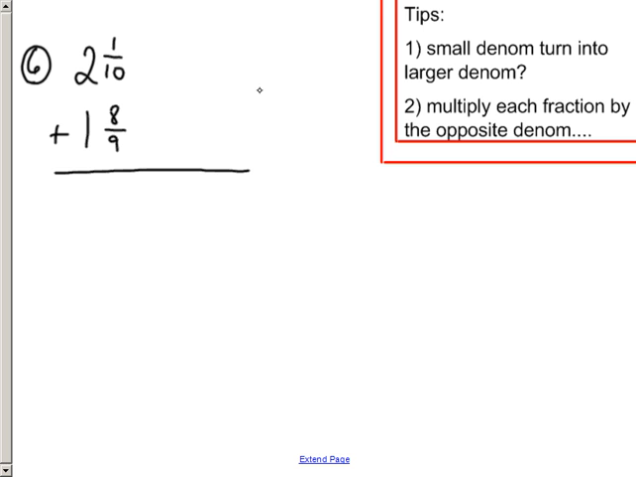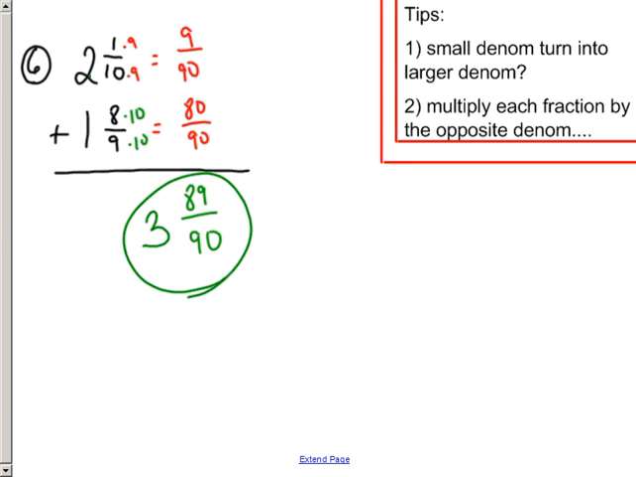When we get to the mixed numbers, I like to treat the whole number separate from the fraction. So can I make the 9 into a 10? No. So I'm going to multiply this fraction up here by 9, and then multiply this fraction down here by the 10. Now, thankfully, we're adding, so 9 plus 80 is 89. And 2 plus 1 is 3. So 3 and 89/90ths.